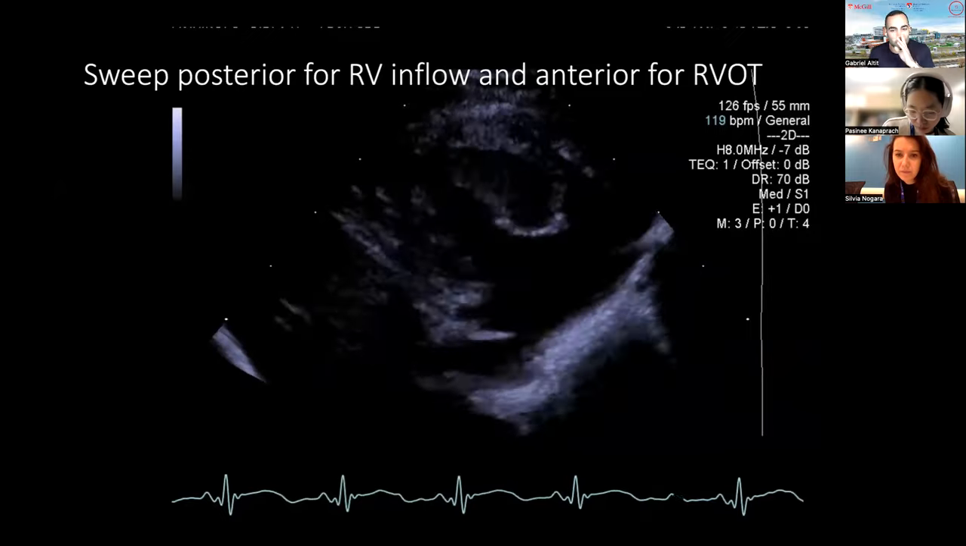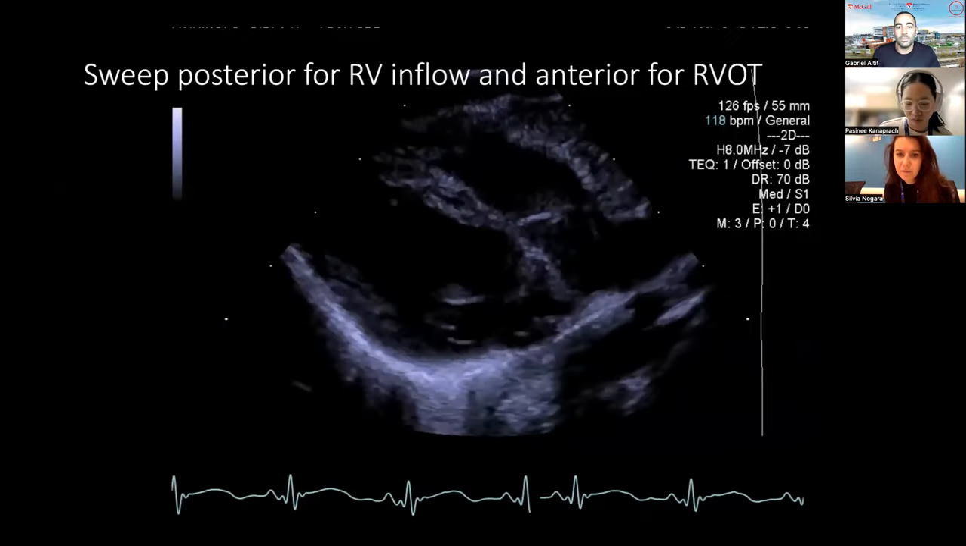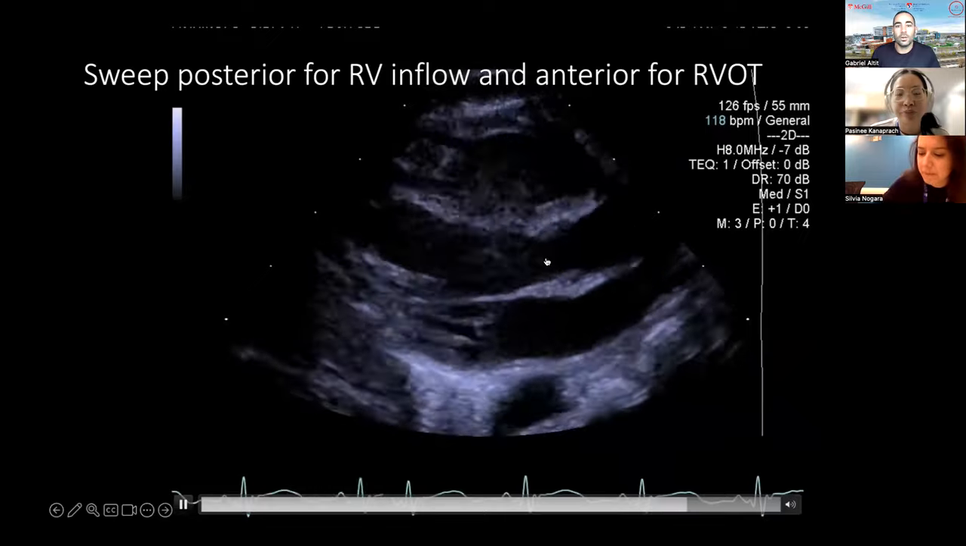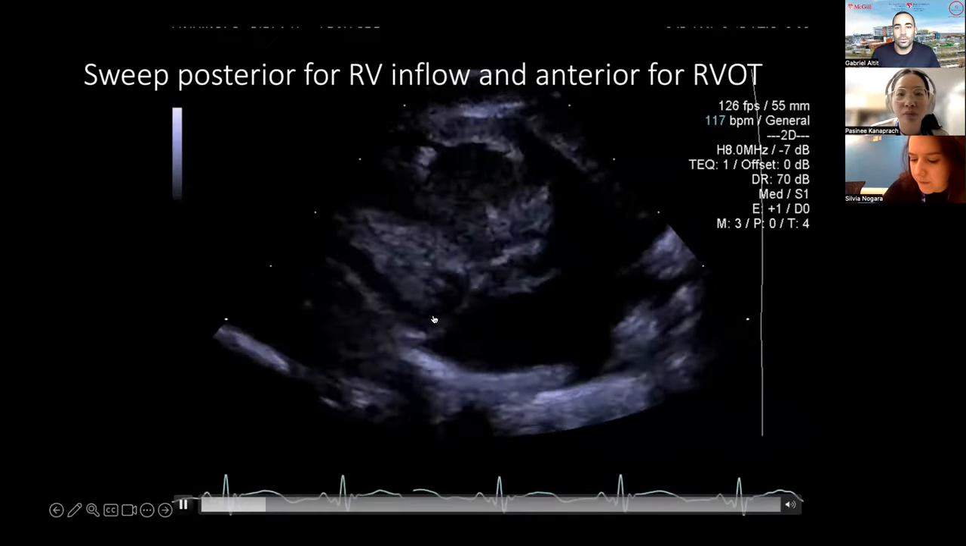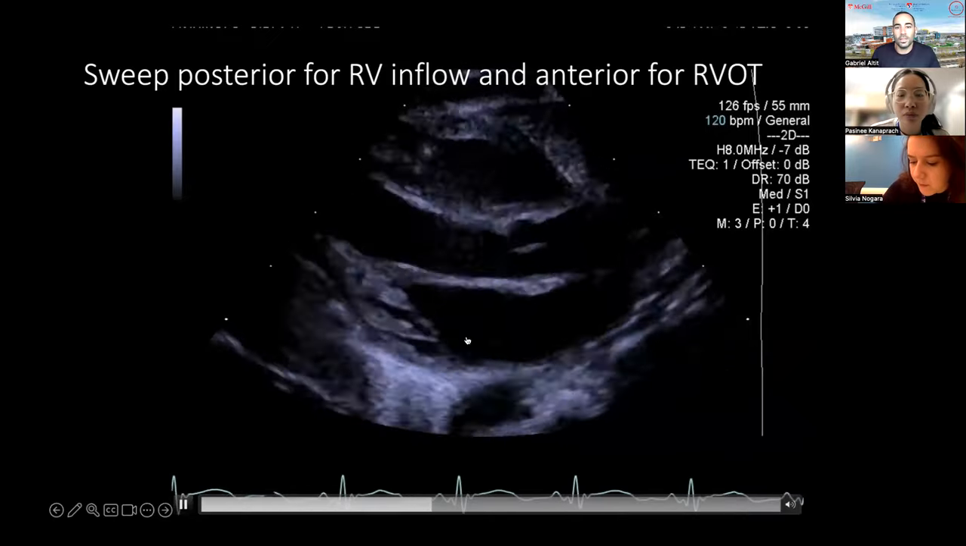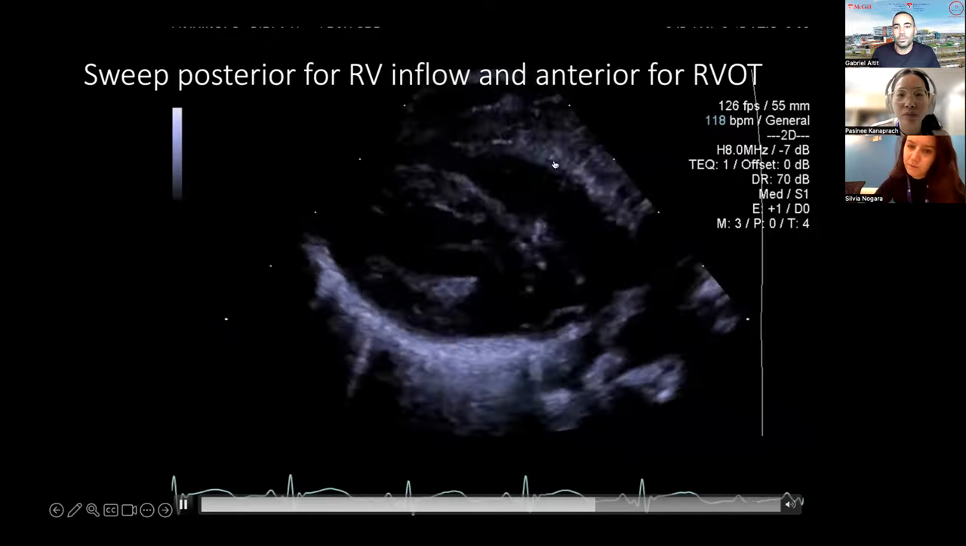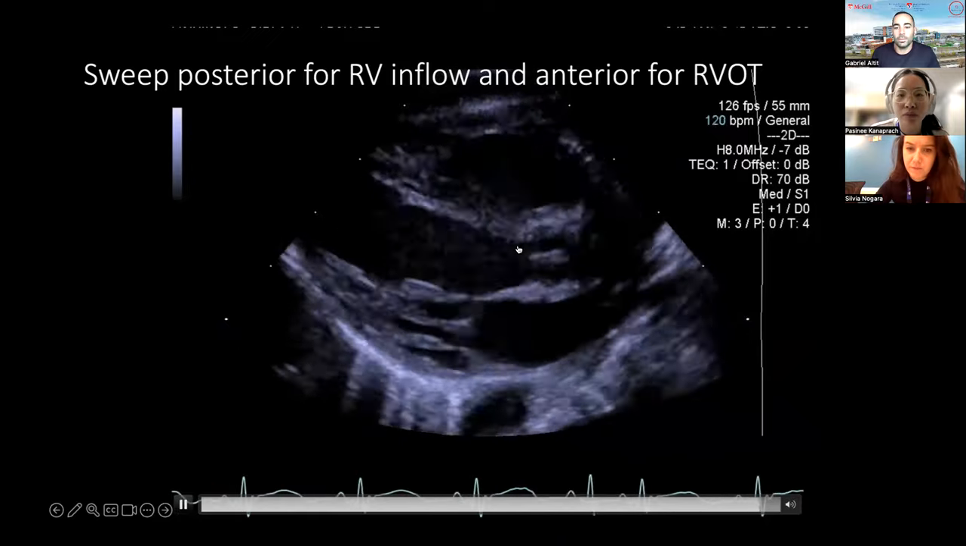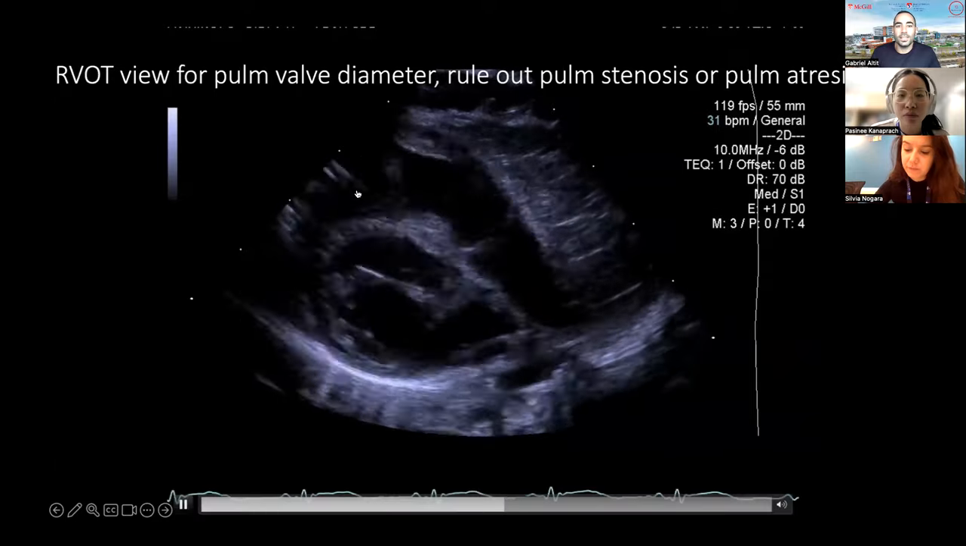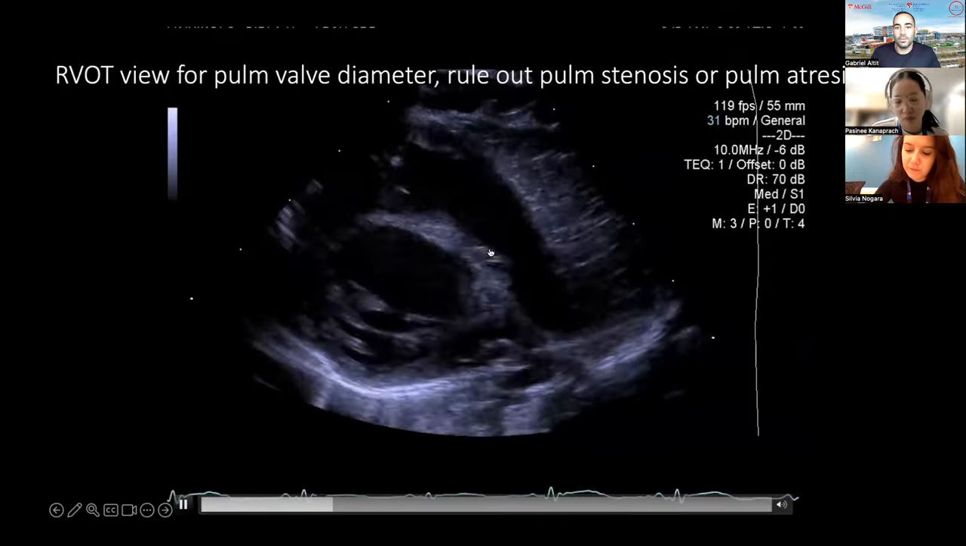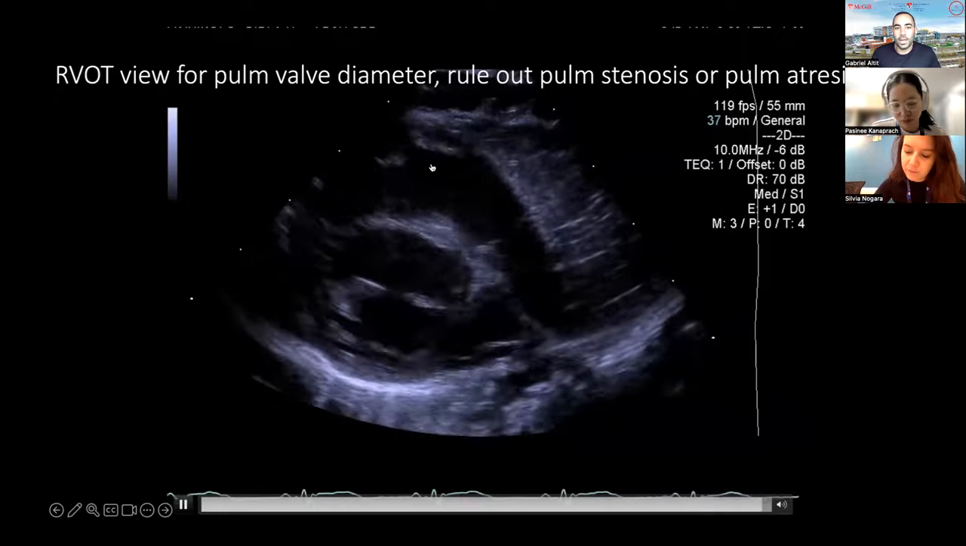So this is a sweep. First it's going posterior and then it's going anterior. So LV central view, posterior RV, RA, and then eventually you see the RV outflow tract and pulmonary valve. So this is the pulmonary valve, main pulmonary artery, and RV outflow tract.